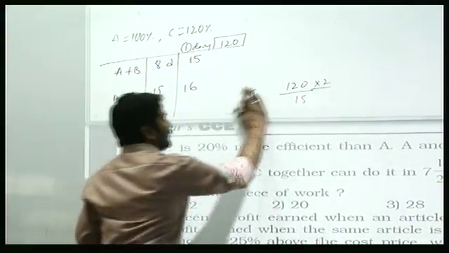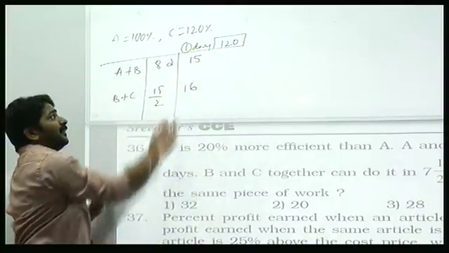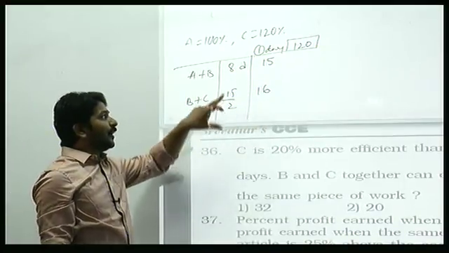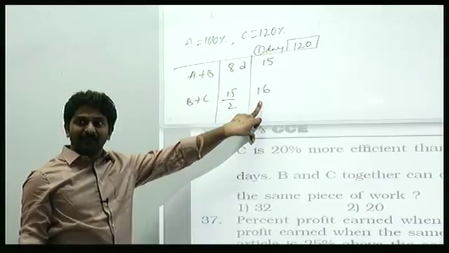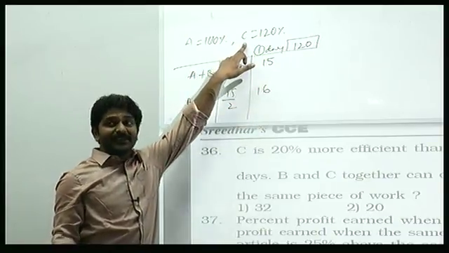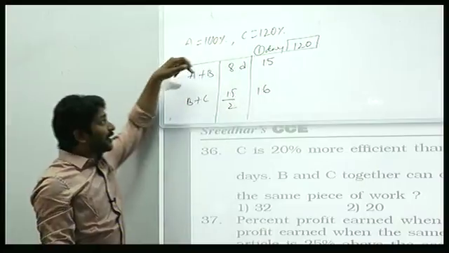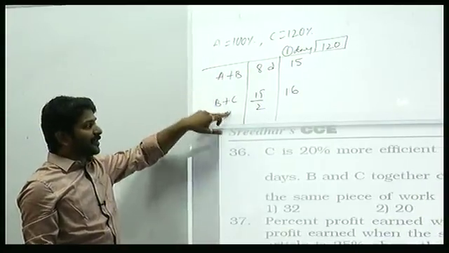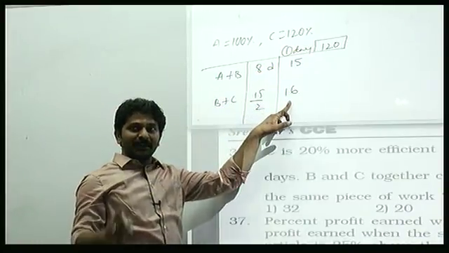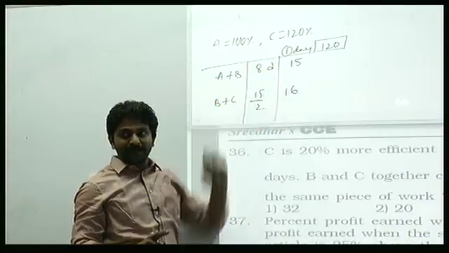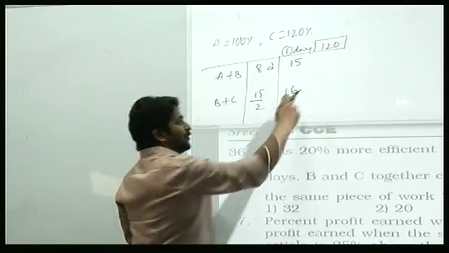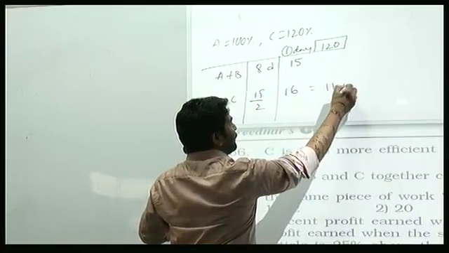Right. Now, 15 units of work is work done by both A and B, and B and C 16. So how many extra units are done here? 1 unit. That is because of extra efficiency of C, right? Because B in first case and second case is common. The only difference is A and C. So extra units of work is done by C, which is equal to 20%. If 20% is equal to 1, 100% is equal to 5. So you can write this number as 11 plus 5.